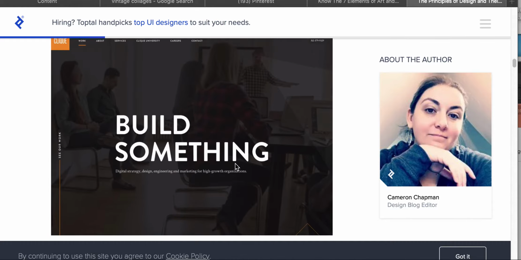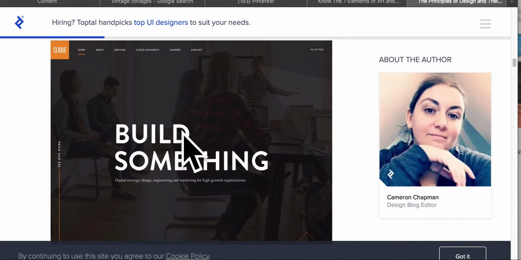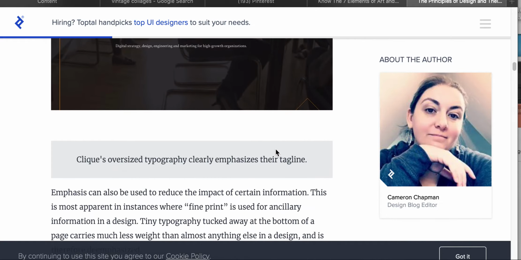Emphasis, how you bring something out. You see how everything is shaded, but the letters are really, really bright. So your eyes go there.